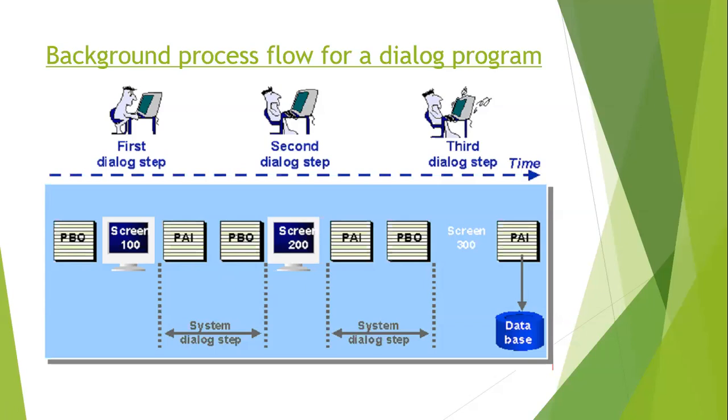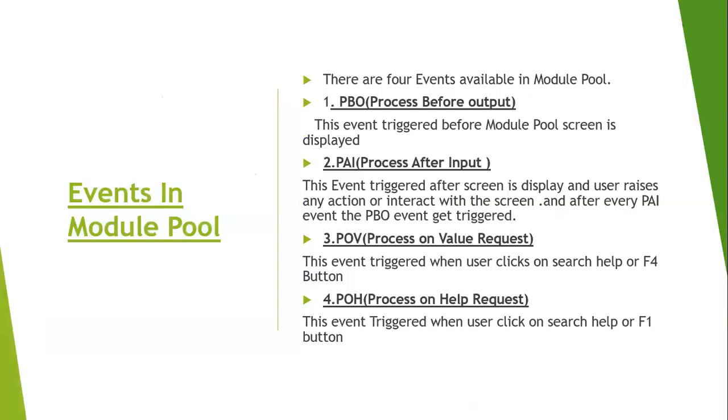So these are the 4 events, like process before output. This event is triggered before the module pool screen is displayed. So you can do all the screen modifications, dynamic screen modification also. In a normal report program, we have done that, right? So what is the event you are using there?